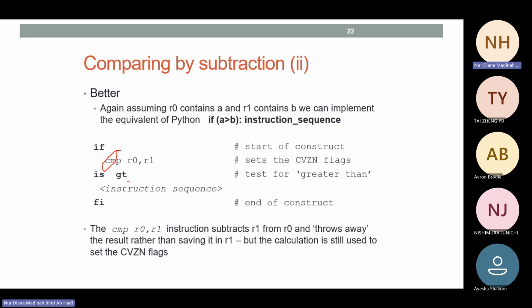CMP, is greater. GT is maintained because you want to test for greater. Then you put your instruction sequence, and fi means the end of your construct. The compare of R0 with R1 instructs the CPU to subtract R1 from R0 and throw away the result rather than save it inside R1, but the calculation is still used to set your flags.